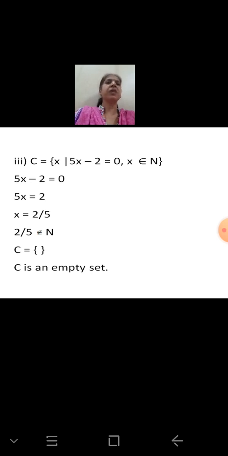So not an element. The not-an-element symbol is put: put the element symbol, put a slash. So 2 upon 5 is not an element of the natural set, because here the condition given is x is an element of natural numbers, and the smallest natural number we know is 1. It is not 2 upon 5. So C is equal to empty set. How will we write it? C equal to, put curly brackets, no element in it. It is an empty set. So understood what an empty set is? An empty set is a set which does not have any element.